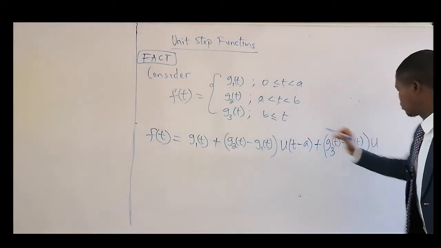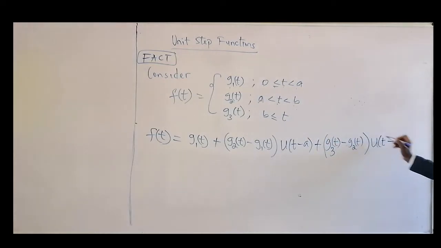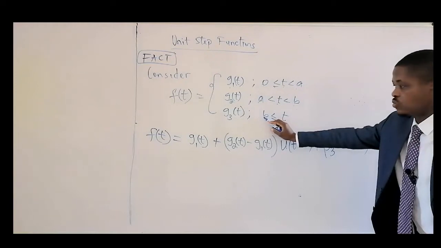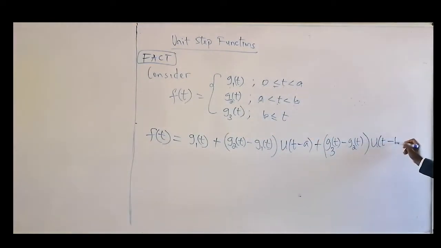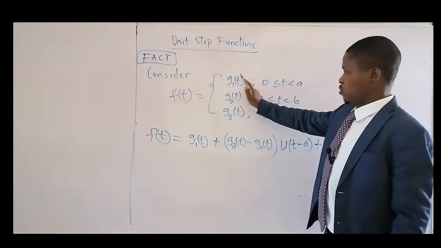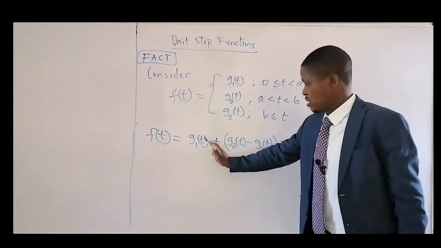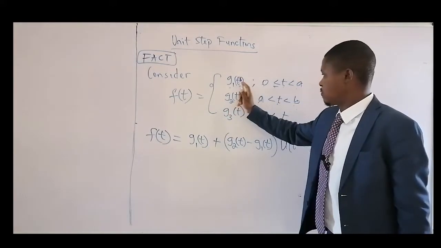U of t minus, what do you have here? Minus b, which must be the same thing as what you have here. So minus b. That is the general format for unit step functions of this case. Step one, it will be this one. Whatever you have here, that's what I want to have here. No unit step function for the first one.